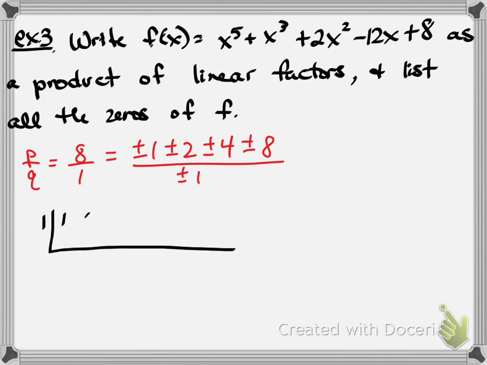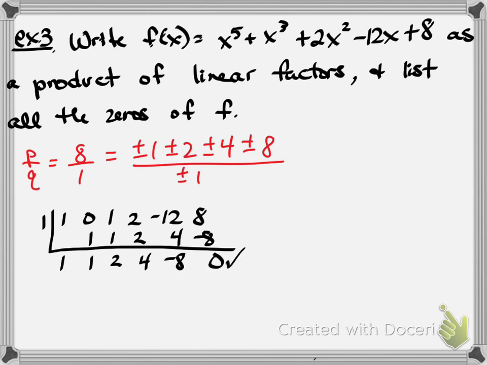So we got 1, put a 0 for x to the 4th, 1, 2, negative 12, and 8. Just writing down all of our coefficients. 1 times 2 is 2, is 4, 4, negative 8. Oh, it's looking good. So there's 1 zero. But this is still too large to try to factor. And so if we look at our calculator for another intercept, it looks like negative 2 is an x-intercept. So let's use it.